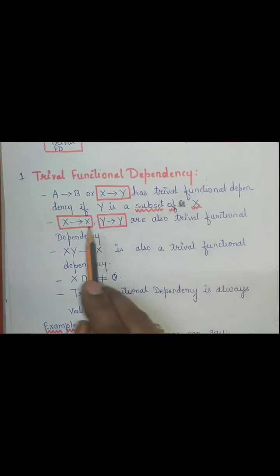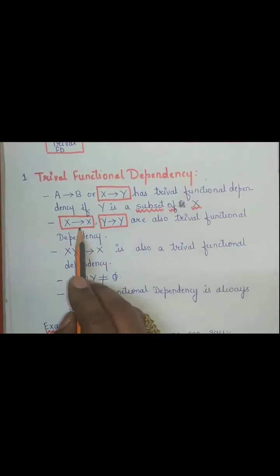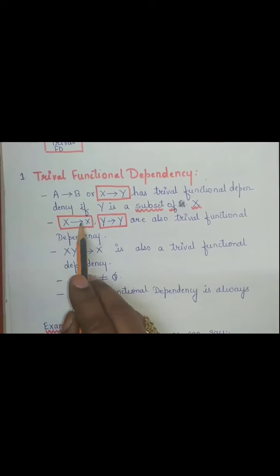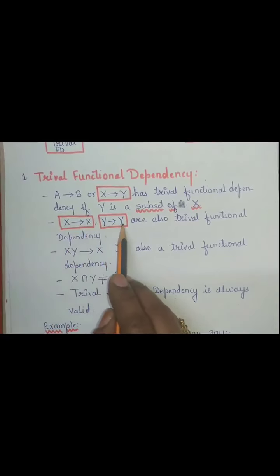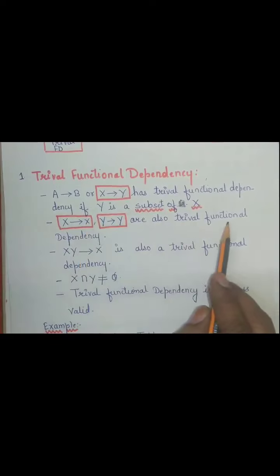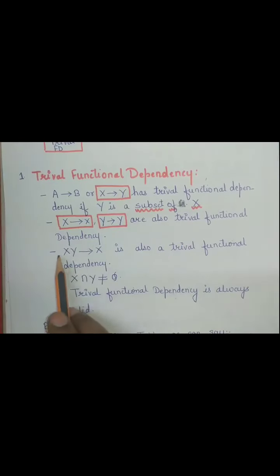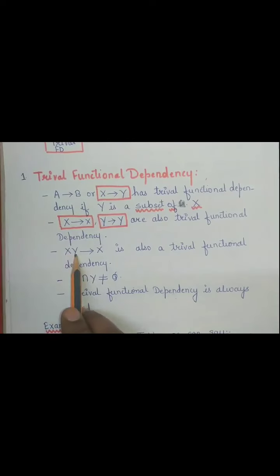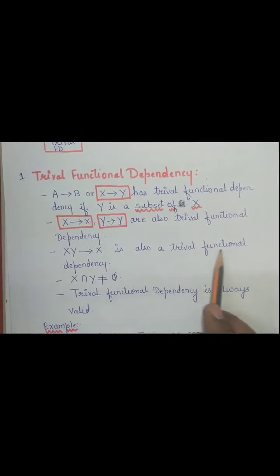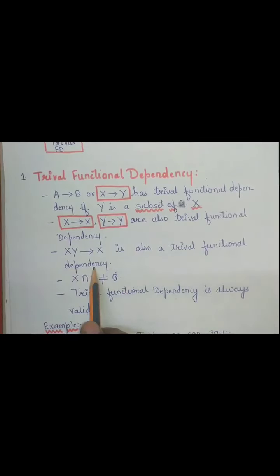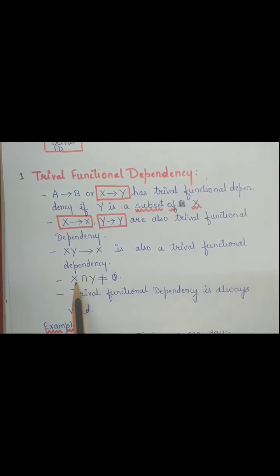Okay, and the other way, we can also have trivial functional dependency as X goes to X and Y goes to Y. These are also trivial functional dependencies. And the other one is here, XY. The set of X and Y goes to X is also a trivial functional dependency. Just the thing is, we have to make sure that the intersection of the determinant and dependent is never an empty set.